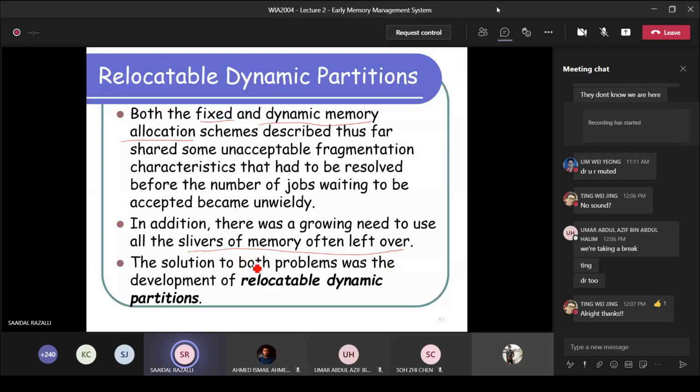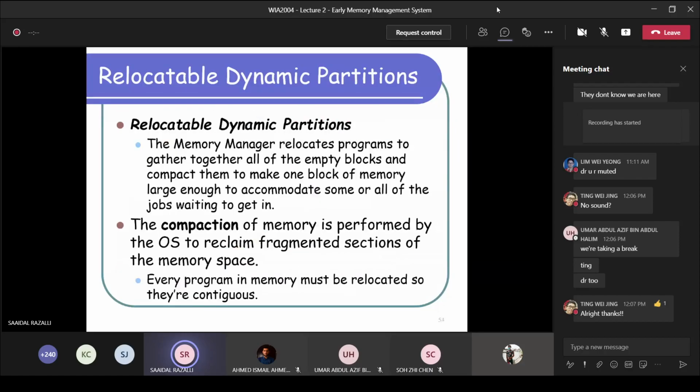So the solution to both problems was the development of relocatable dynamic partitions. Relocatable means that you relocate the unused memory space to become one block, or rearrange the memory block partitions. In relocatable dynamic partitions, the memory manager relocates programs to gather together all the empty blocks. This slide is from the book.